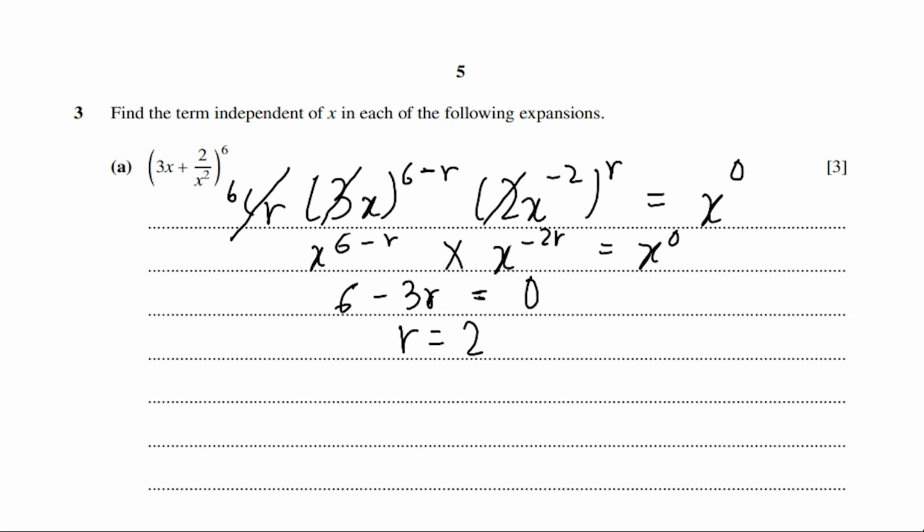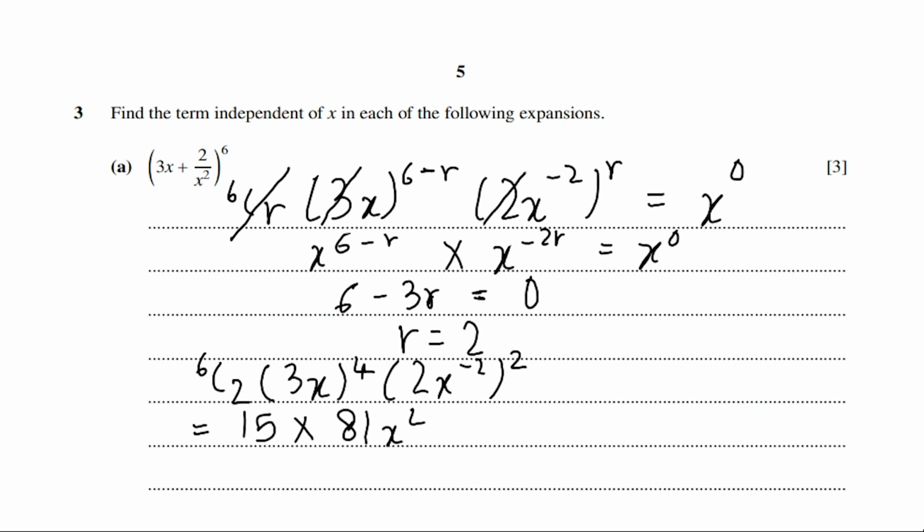Now we will put r in the form nCr, and we'll simplify it, and we'll get the term independent of x. Okay, so 6c2, 3 to the power 6 minus 2 is 4, 2x to the power minus 2, to the power 2. Okay, so 6c2 is 15, multiplied by 3 raised to the power 4 is 81, x raised to the power 4, multiplied by 2 raised to the power 2 is 4, and x to the power minus 2 squared is x raised to the power minus 4. So this will simply cancel out. 81 multiplied by 4 multiplied by 15. So the answer will be 4860. So 4860 is the term independent of x.